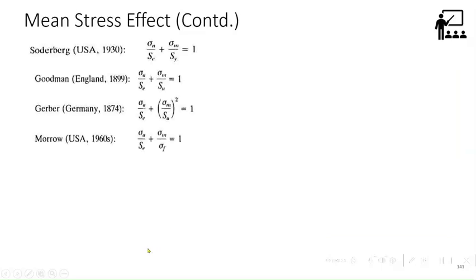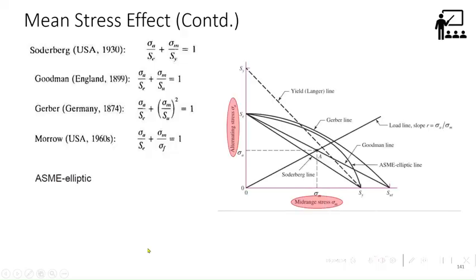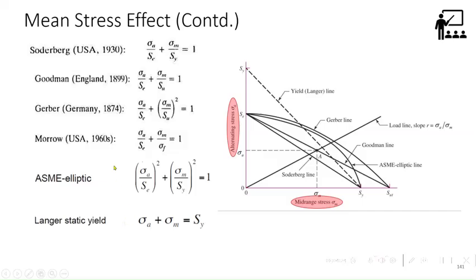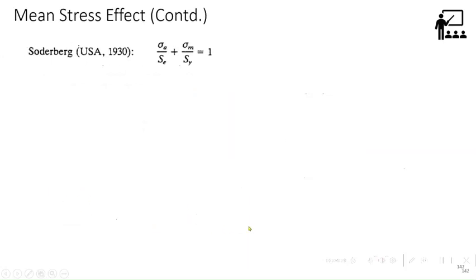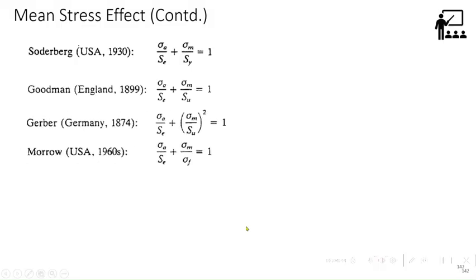Now to take into account, I gave this one. I thought of some other industries, because some people outside the aero industry use ASME-elliptic and Langer static yield to take this into account. I will explain the next line. This is just to show that other than these four proposed for the aero industry, there are two more in use, but they are not used in the aero industry. There is Soderberg, Goodman, Gerber and Morrow.